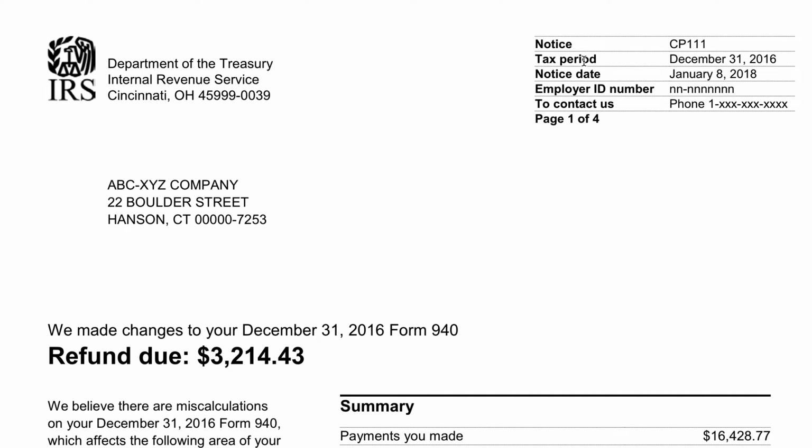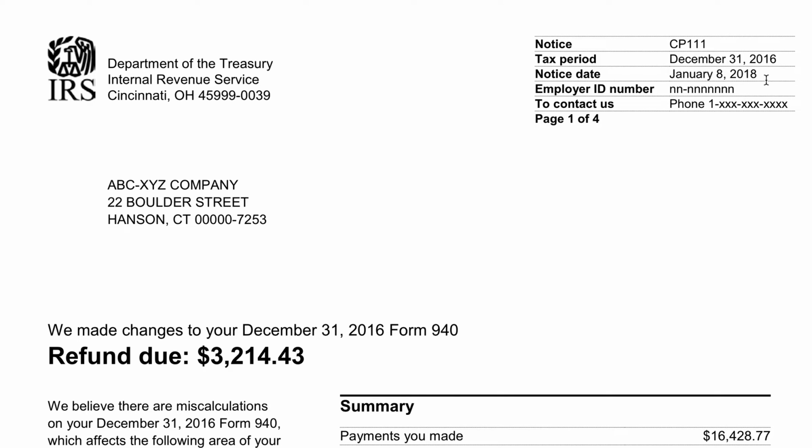Before we go through the notice, I'm going to highlight a couple of areas at the top of the form. Let's start with the upper right-hand corner, where you see the notice number, CP111, followed by the tax period. This is the tax period ending December 31st, 2016, and the notice date is January 8th, 2018.